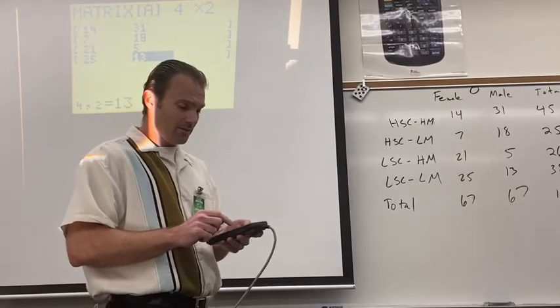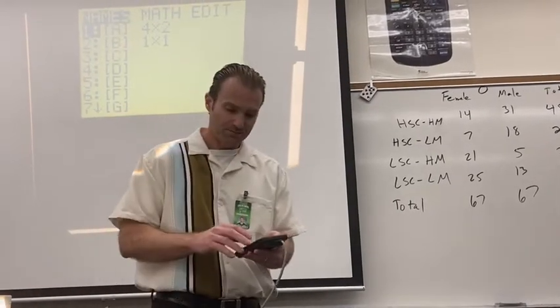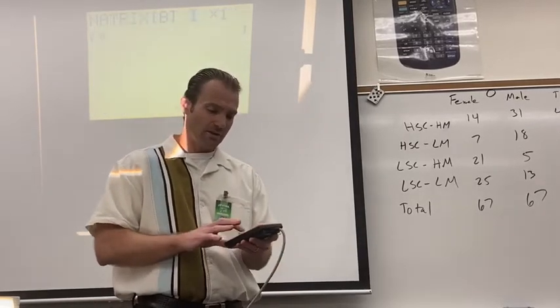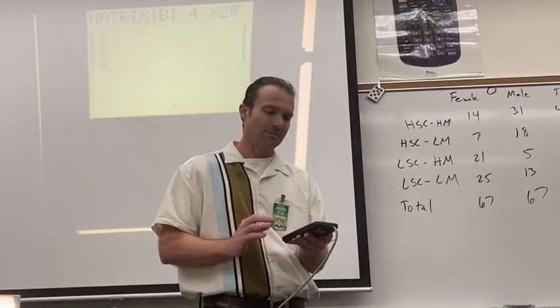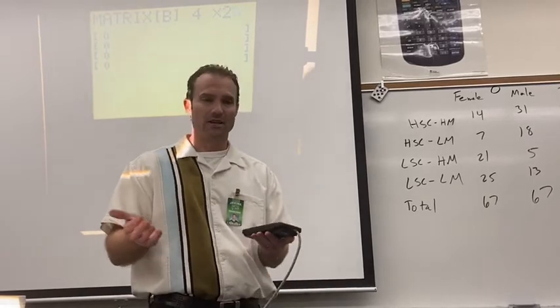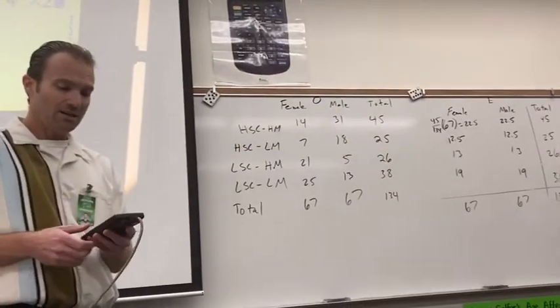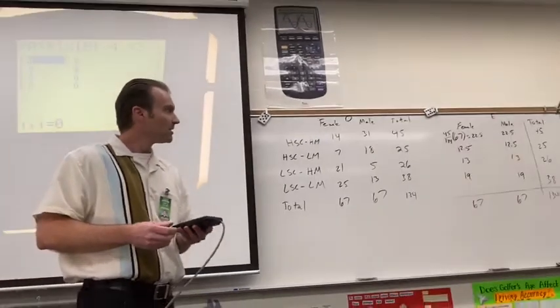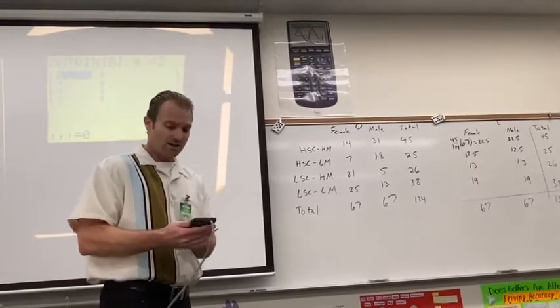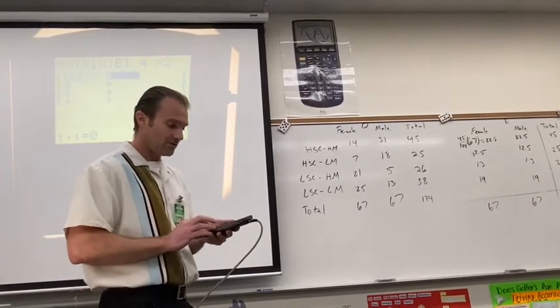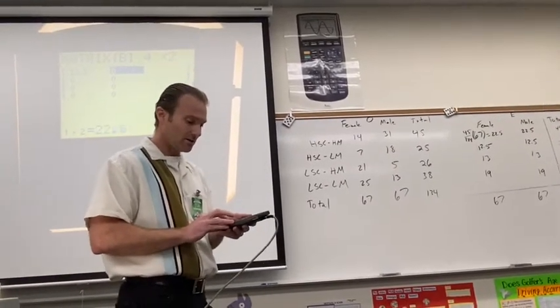Okay. Then go back to the matrix menu, go over to edit, go to matrix B, make it a 4x2, right? The sizes have to match exactly or the calculator can't do it. It's going to say error. Now I need to enter my expected counts. Again, do not round them off. In this case, they came out pretty clean, but in other cases, you will have to enter the fractional value, unrounded.